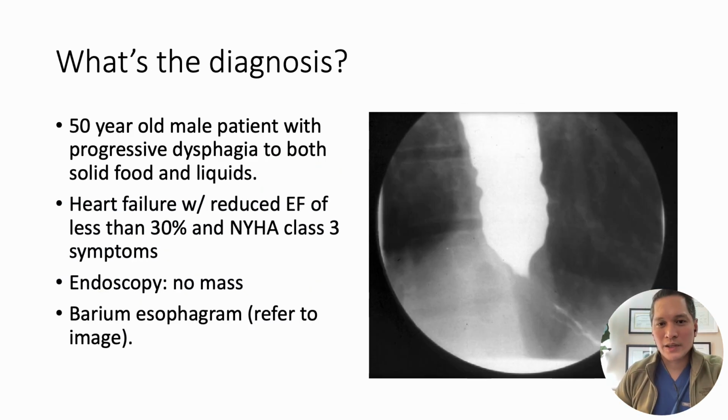So what do you think is going on in this case? This is a 50-year-old male patient. He presents with progressive dysphagia to both solid food and liquids. He has a history of heart failure with a reduced ejection fraction of less than 30%, with NYHA class 2 symptoms. An upper endoscopy was performed and did not reveal any mass. And here is the barium esophagram. What do you think is the diagnosis?